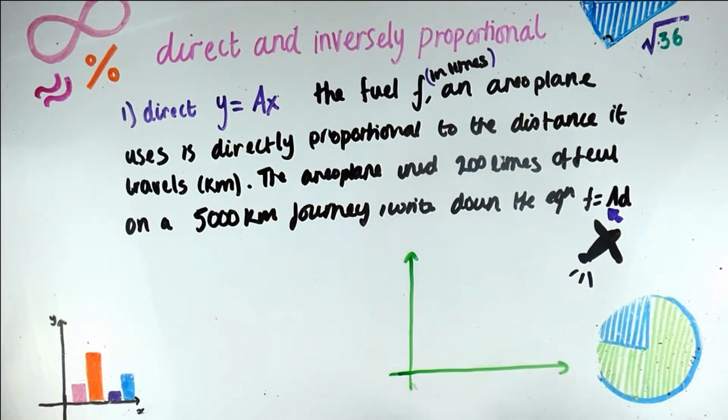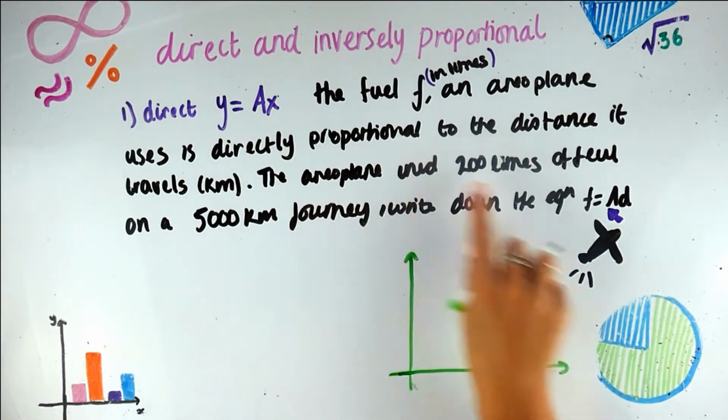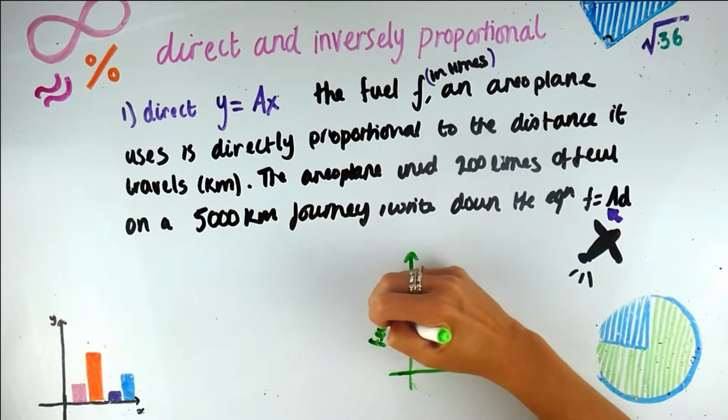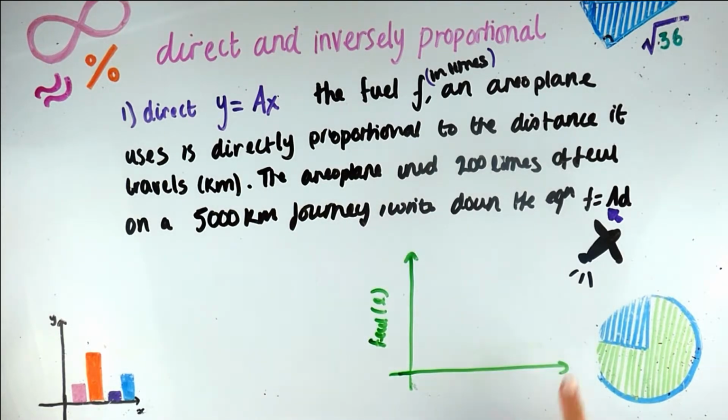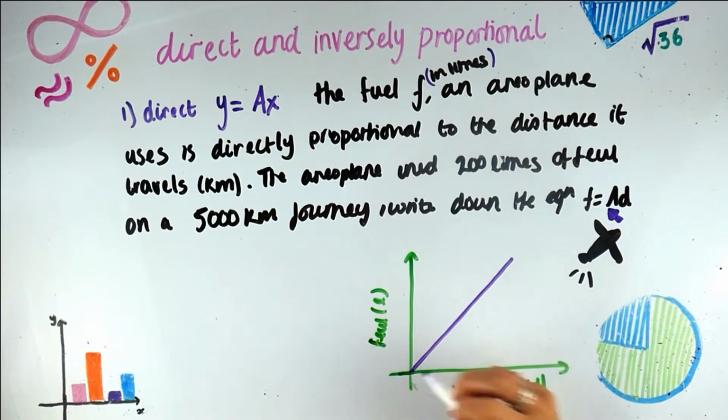So we could do a little sketch of the graph. So we're going to have y, in this case F, so the fuel in litres. And then we're going to have along the x-axis distance D. So what that's going to look like, we're not entirely sure yet, but it's going to be something that goes through here and a line a bit like that. So we're trying to find the gradient or the A. So we've kind of been given a point on this graph in a way.